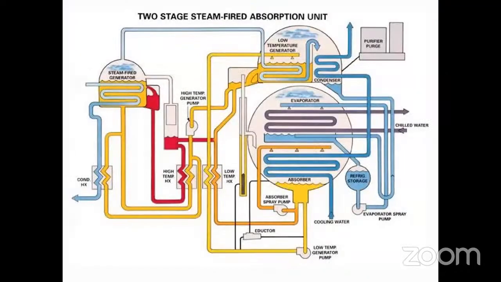So this is the circuit diagram for the two-stage steam-fired absorbent unit. We could see the evaporator, steam fired generator, then absorbent pumps, evaporator spray pump, cooling tower. Here is evaporative cooling.